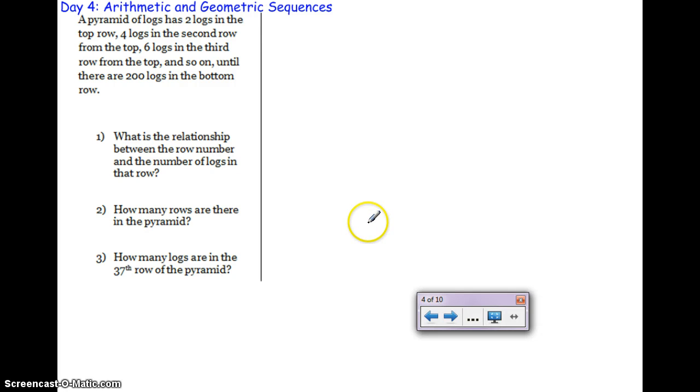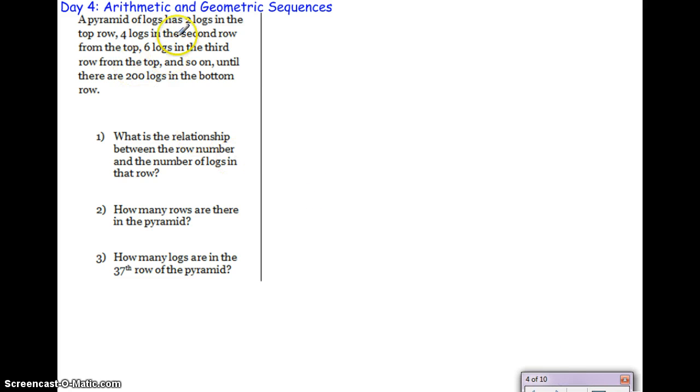Hello, Algebra 2. We are going to take a look at arithmetic and geometric sequences. I actually want you to try this one on your own, but just to set it up for you at first, think about a pyramid of logs, like real wood fire logs, not the log functions we were just learning about, but wood pieces that you put in the fireplace. It has two logs in the top row, so I've got two logs up here.